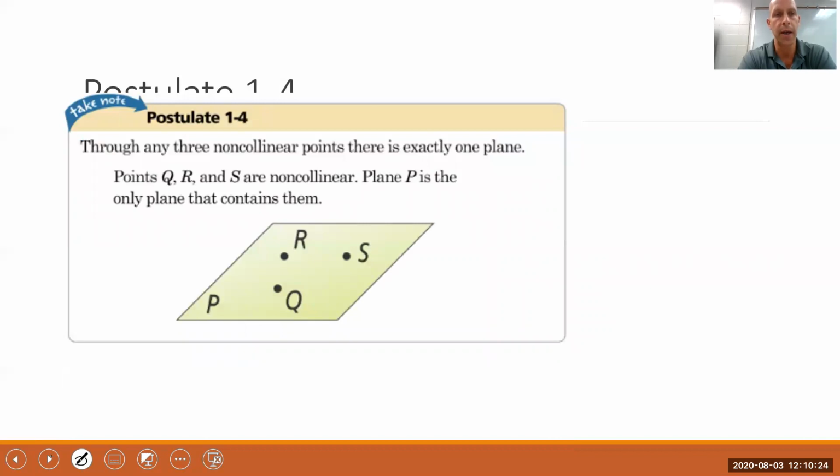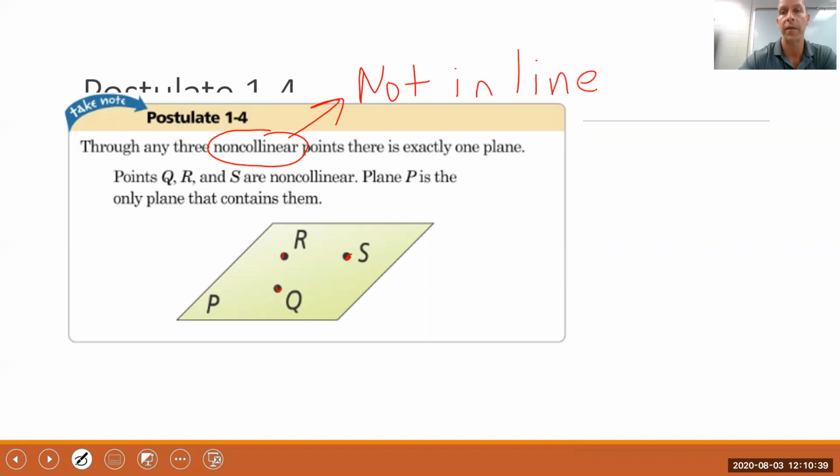Oh, I guess I'm mistaken. I had one more. So this one's basically just saying the following. If you have 3 points that are not collinear, and by the way, non-collinear just means not on a line, like these 3 points are not on a straight line, then they represent a plane, exactly one plane. So points R, S, and Q are not on the same line. Therefore, they represent exactly one plane. In this case, it's plane P.